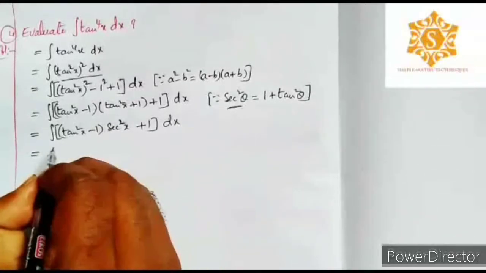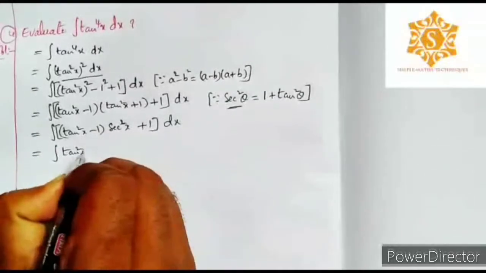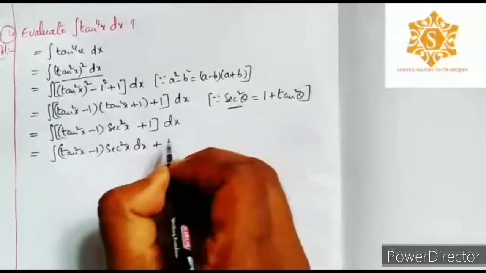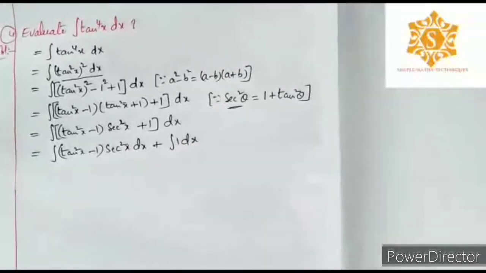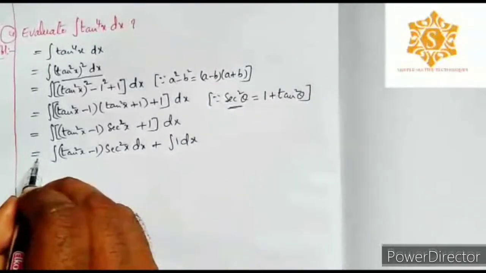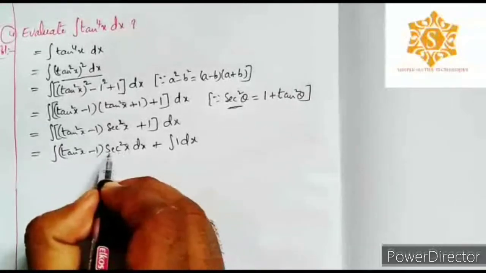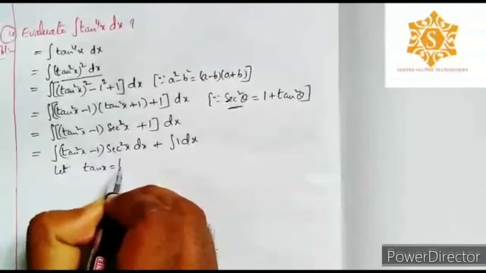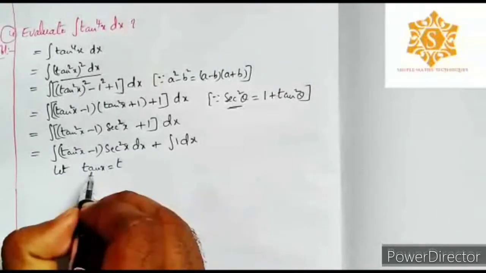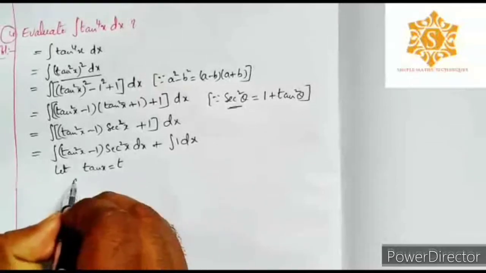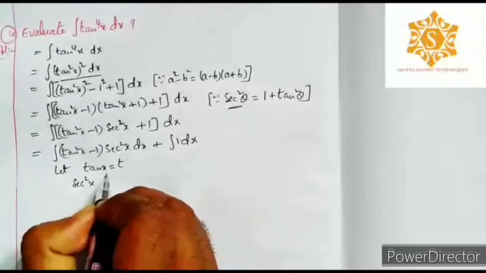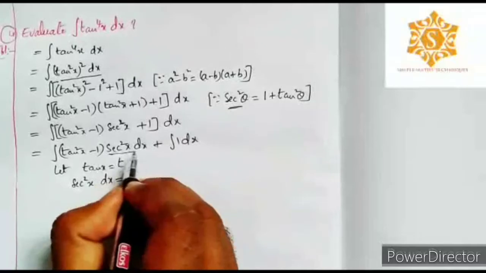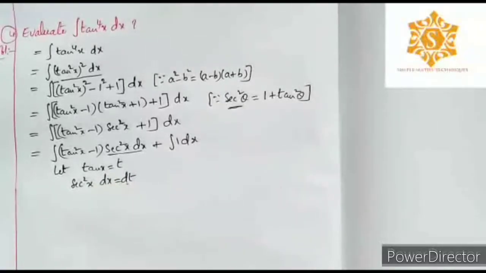Now separate the integration. We get integration of tan square x minus 1 into secant square x dx plus integration of 1 dx. So here we observe integration of tan square x minus 1 into secant square x dx. Let tan x equals t. We differentiate both sides: differentiate tan x, that is secant square x, and differentiate x is dx, and differentiate t is dt. So here secant square x dx value you can write dt.